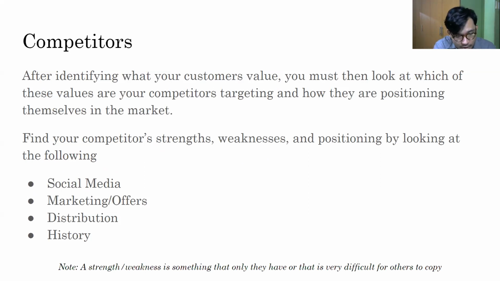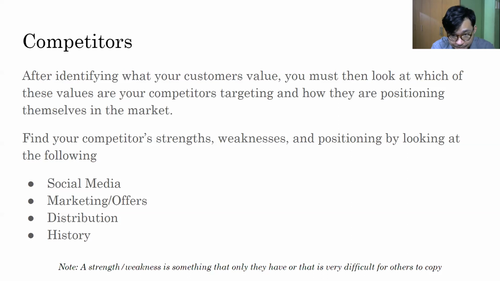There are a myriad of different ways in which you can find out what your competitors are doing, how they're positioning their product. First is their social media, their marketing, their offers. What are they promoting, what promos do they have? They have buy one get one. Do they have 50% discount? Next is distribution. Where are they distributing the products? Are they selling through bazaars? Are they selling through events? Then next is their history, looking at how long they've been in business, different partnerships that they have had in the past.